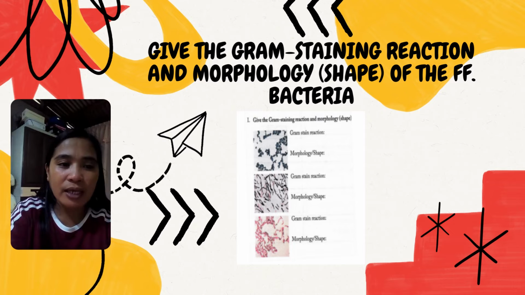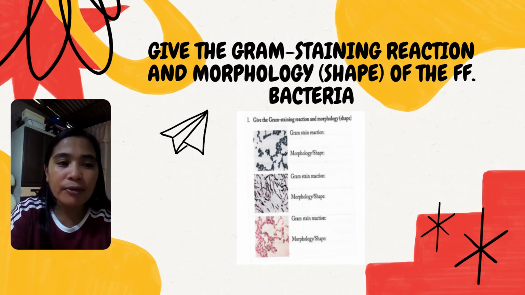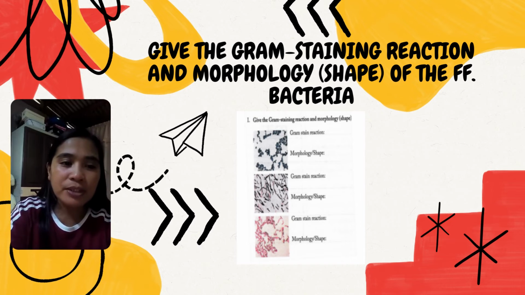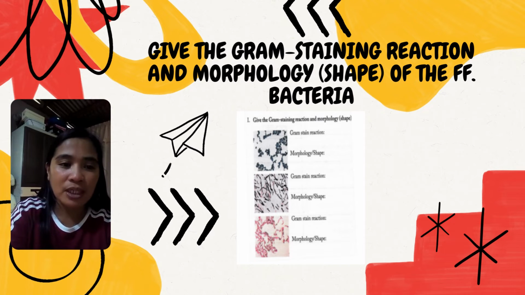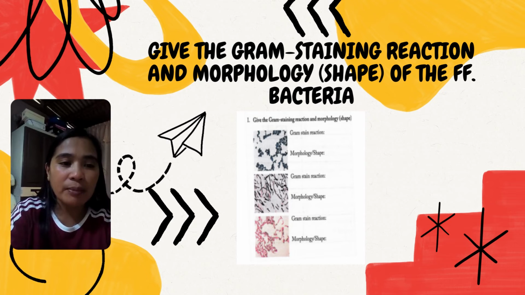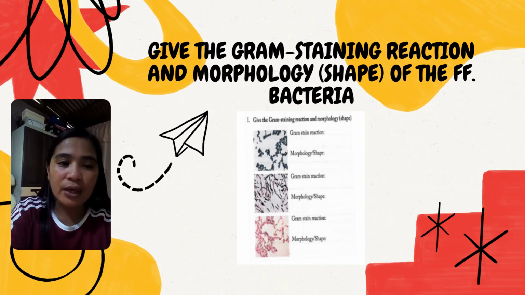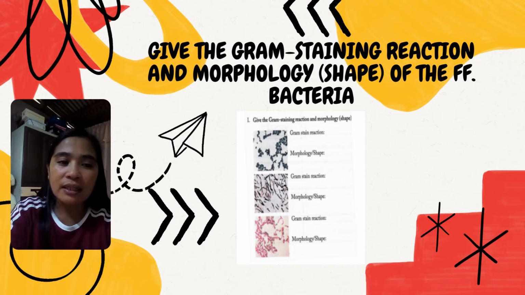In the first picture, the gram stain reaction is positive and the morphology shape of this bacteria is cocci. In the next picture, the gram reaction is positive and the morphology or shape is bacilli. In the last picture, the gram stain reaction is negative and the morphology shape is spirilla.